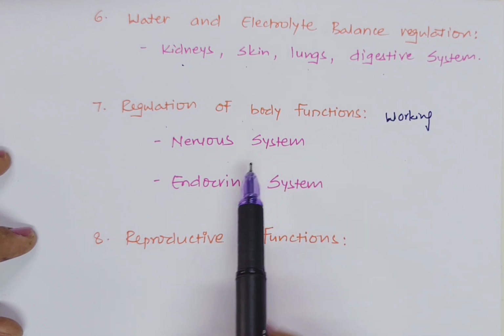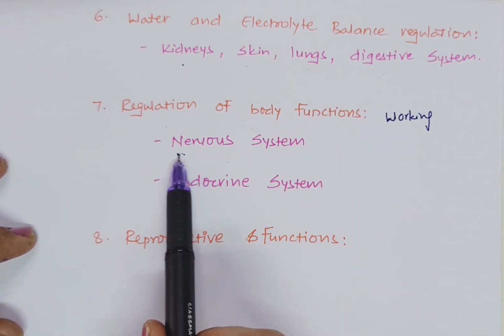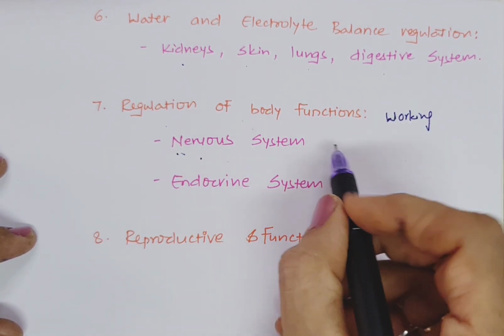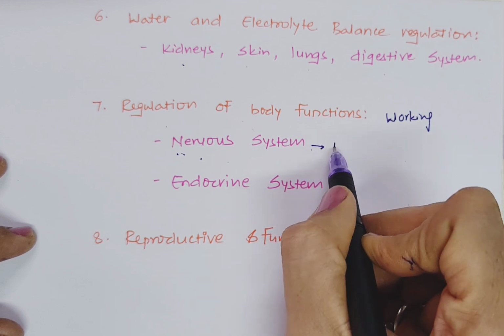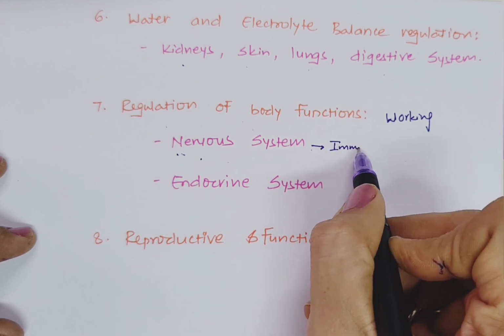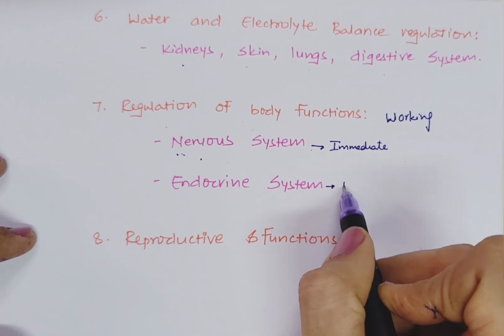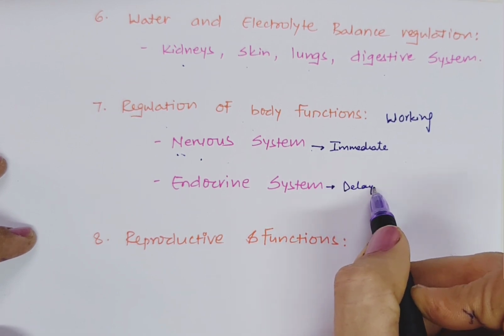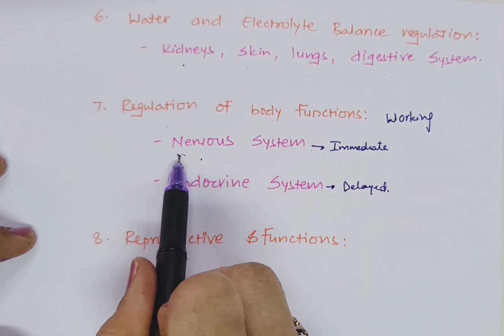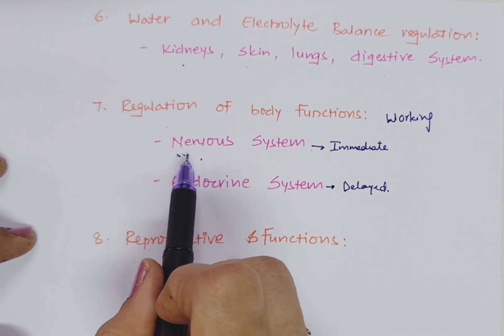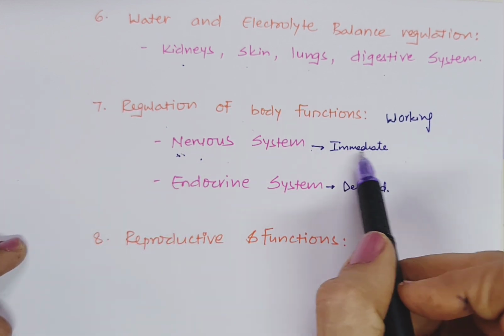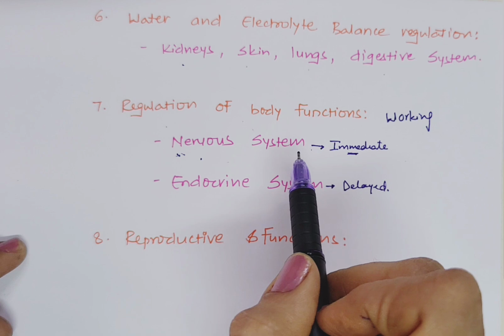Okay, so regulating systems are, one, our nervous system. The nervous system gives immediate response, immediate regulation. And second is the endocrine system, that gives delayed response. I will give you an example. For example, nervous system regulation. If you have placed your hand on a hot object, you immediately withdraw your hand, that is nervous regulation.